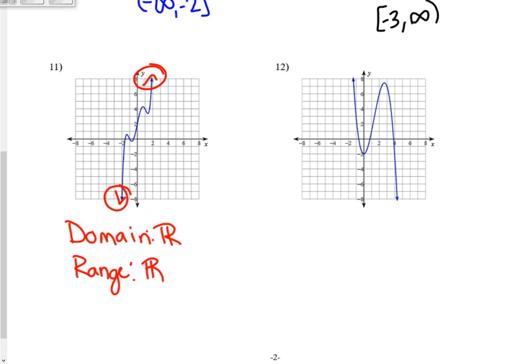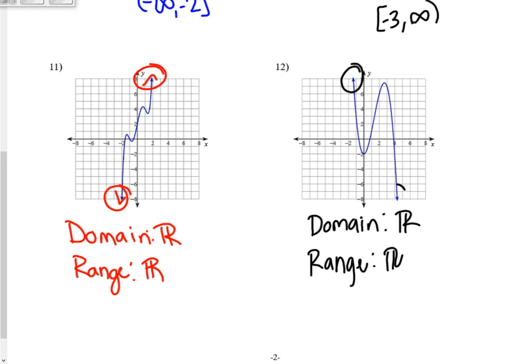Last but not least, number 12. Number 12 is continuing to have that domain of all real numbers. The x values go to the left and right forever. Number 12 also has that range of all real numbers. My graph is going up forever to the left, it's going down forever to the right, so it's going to hit all of the y values in between there.